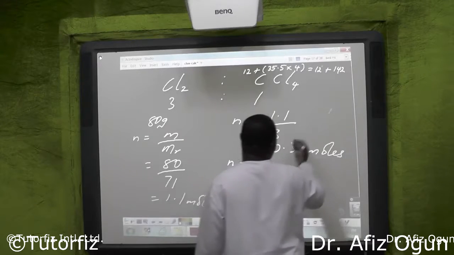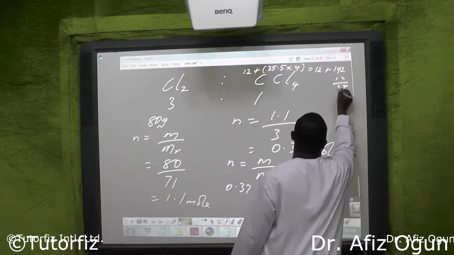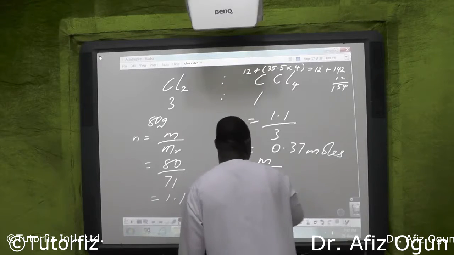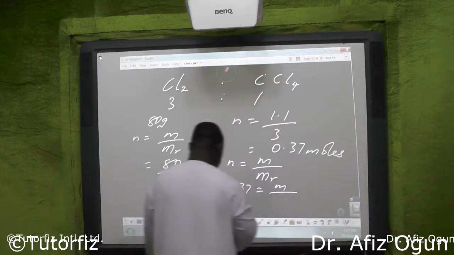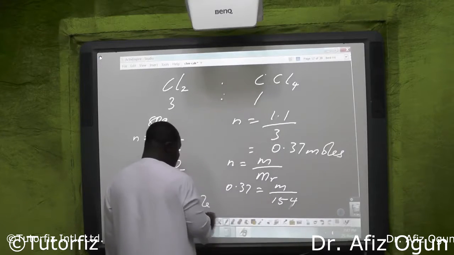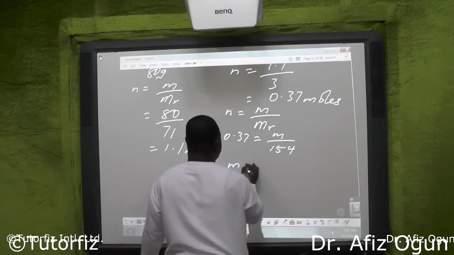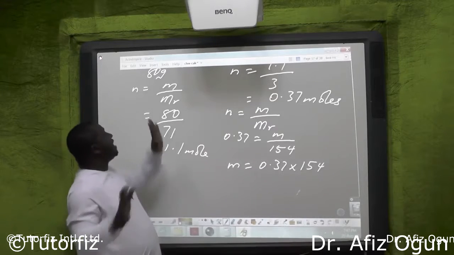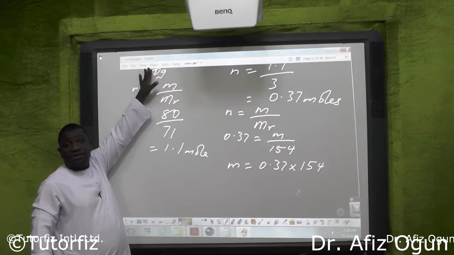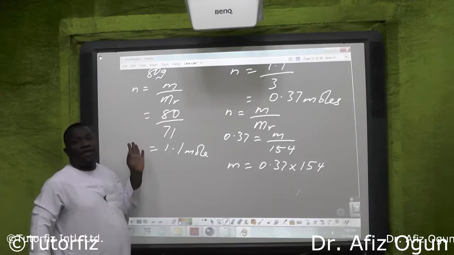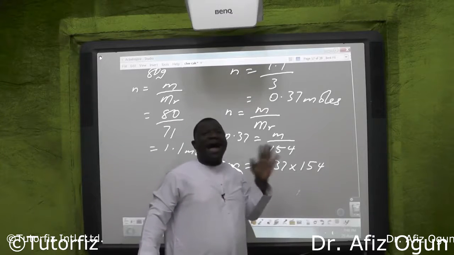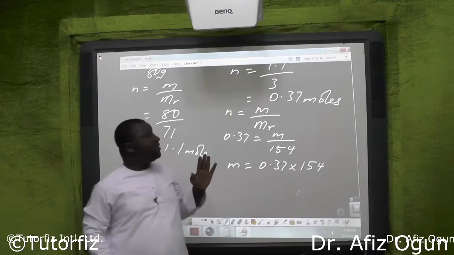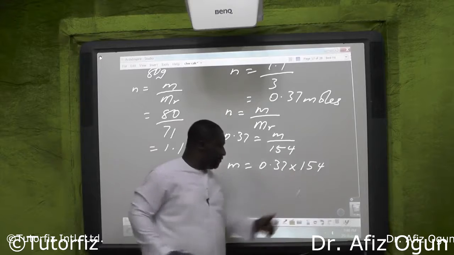142 plus 12 is 154. So divide by 154. So m equals 0.37 multiplied by 154. Before the experiment, you were expecting to get this from 80 grams. If you take 80 grams of this and assume everything completely reacts without any mistake, an ideal, perfect reaction, perfect condition, you should get 0.37 times 154.